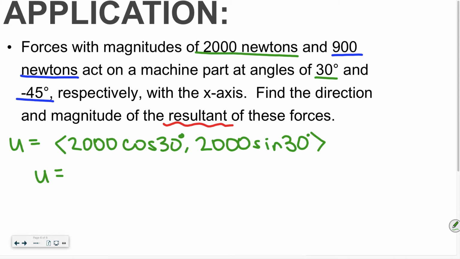Hayden, what is the cosine of 30 degrees? Yes. So if the cosine of 30 is radical 3 over 2 times 2,000, we're looking at 1,000 radical 3. And 2,000 times the sine of 30 is just going to be 1,000.